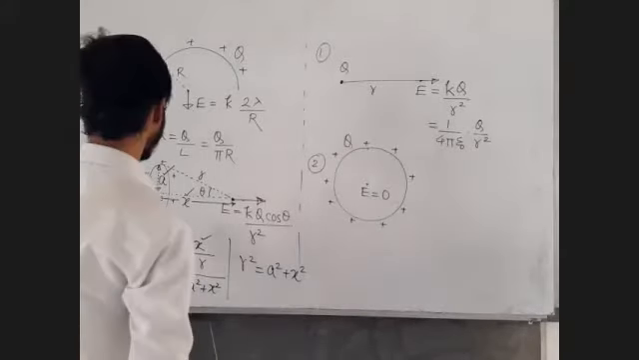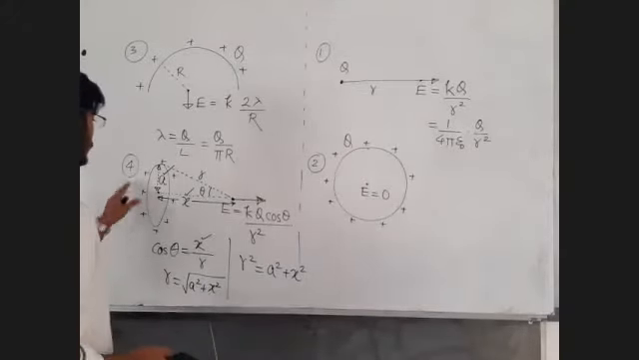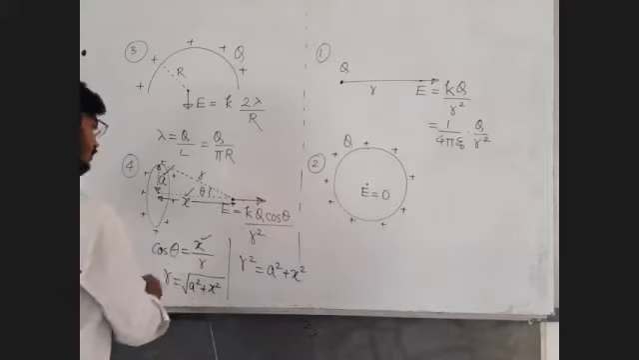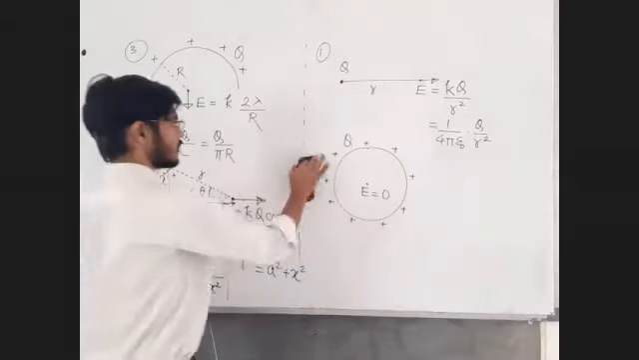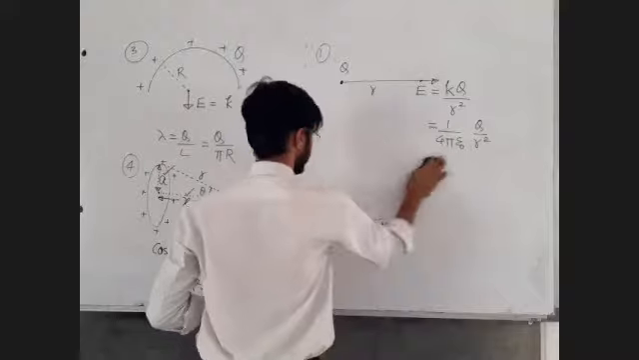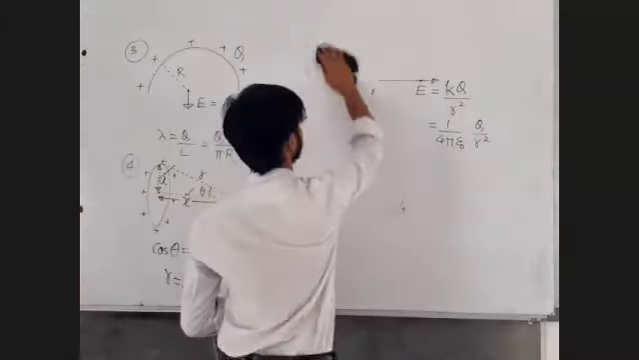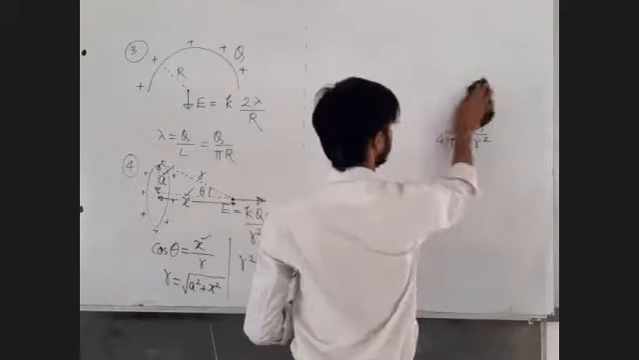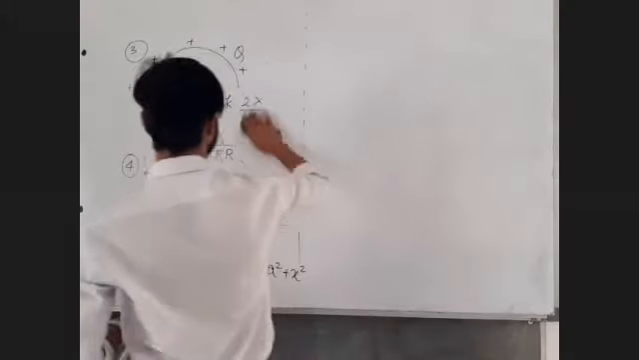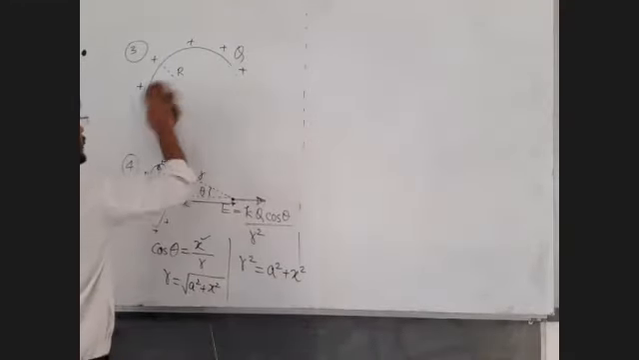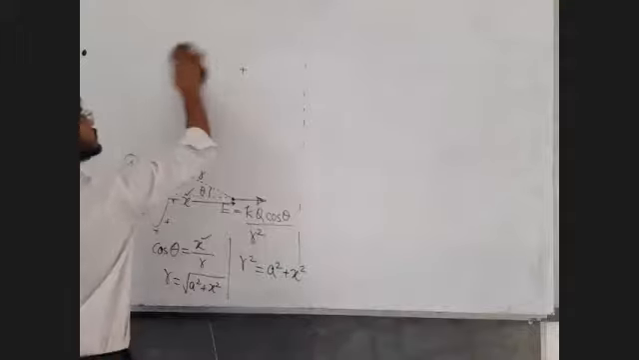Now, electric field due to the charge ring on the axis, the formula we have. Now we are continuing with the same point: electric field at a point on the axis of the ring. The formula we already have. Now what happens is this.